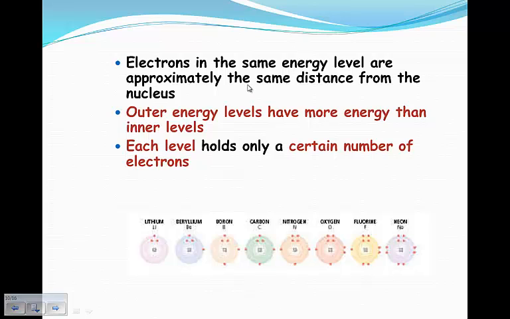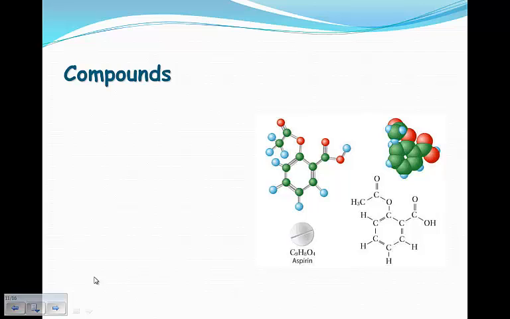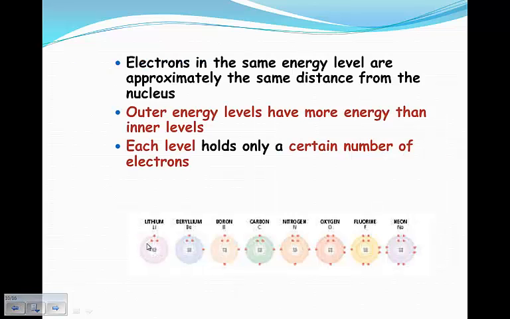Electrons in the same energy level are about the same distance from the nucleus. So if they're in the first energy level, then they're in what we could call a ring, that first ring. The outer energy levels have more energy than the inner ones, and each level only holds a certain number of electrons. Your first orbital here is going to hold 2. Your next one is going to hold 8. The next one after that would hold 8 more, and so on and so forth.